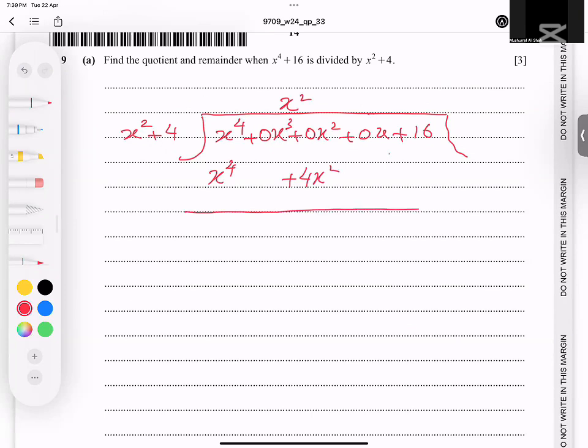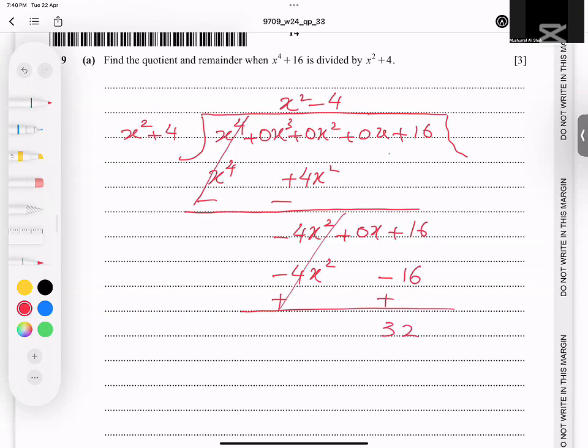Signs change, this cancels out and I get 0x cubed, no need to write it. And I'm writing negative 4x to the power 2 plus 0x plus 16. So this multiplied by what gives you this answer? So negative 4. Negative 4 multiplied with both gives negative 16. The signs change, this cancels, and we get 32. So I think the idea is clear.